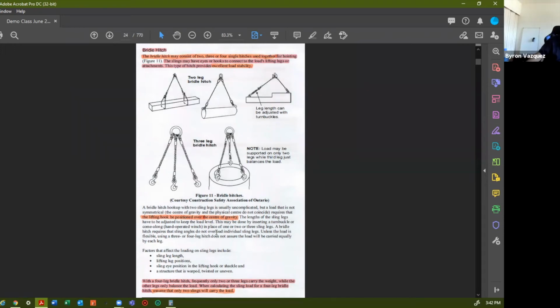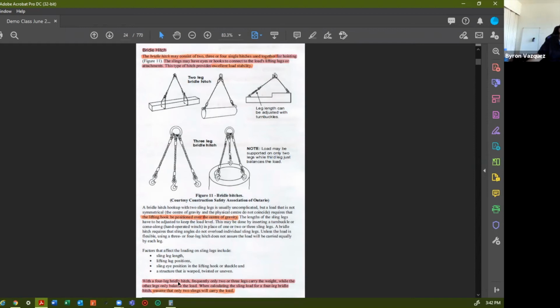This is a 3-leg bridle. The lifting hook must be positioned over the center of gravity. It's very important, they're going to ask you about this, that you know where the center of gravity is and that you lift from that point for obvious reasons. If you do not, your load will tip.